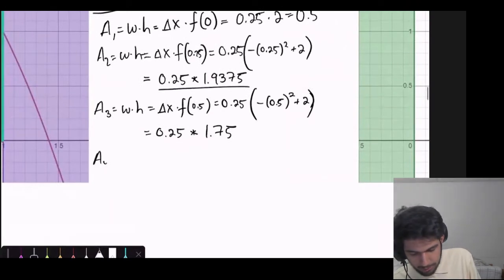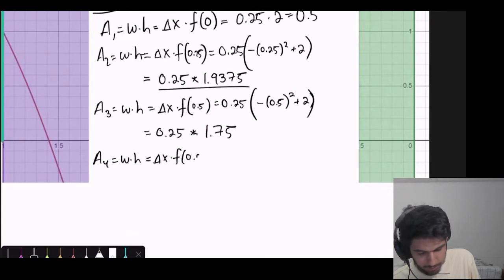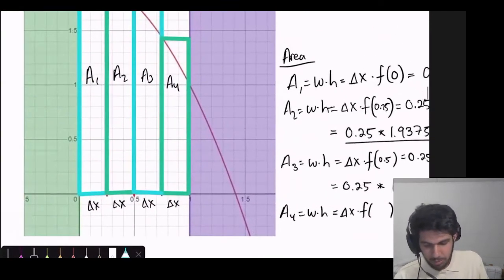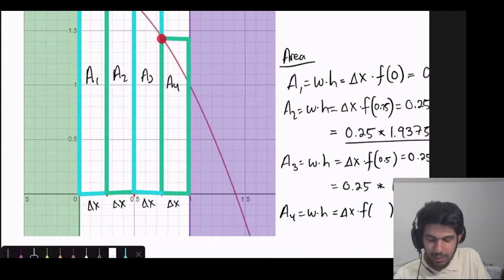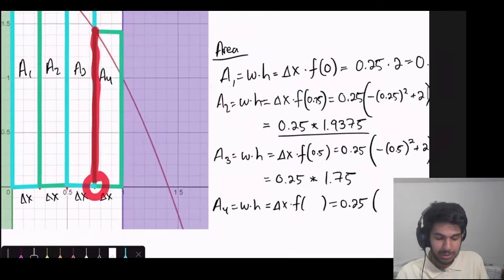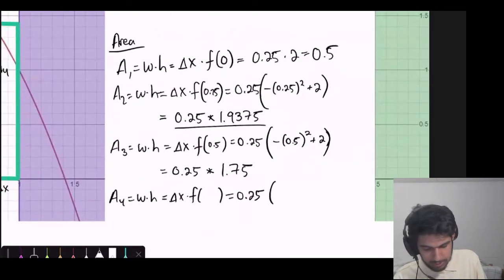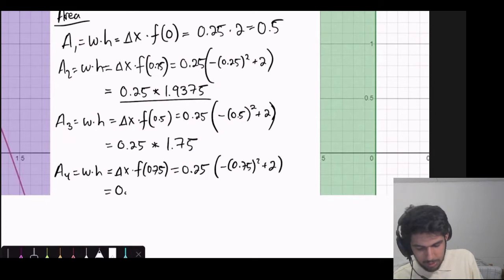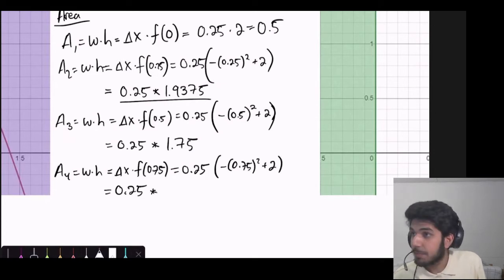And then we have one more, A4, width times height, delta x times f of 0.5, 0.25, whoops, I got way ahead of myself, not yet 0.5, we already did that. We're looking at A4 now. Once again, left-hand corner determines the height. We trace that down. Now we're at 0.75. So this should be 0.75. 0.75 squared plus 2. This will be equal to 0.25 times 1.4375.